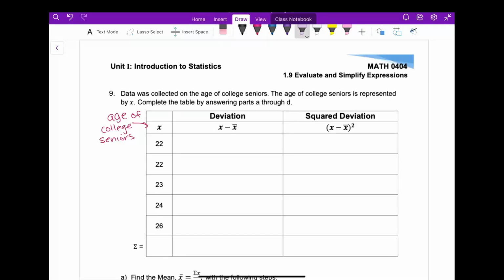You always want to look at the table and understand what things are there. So this is deviation, and this is labeling this formula here. So we see this deviation. Do we know what deviation means? No, we do not. All we know is that this is how you calculate deviation in this case.